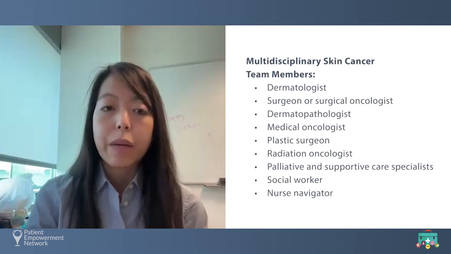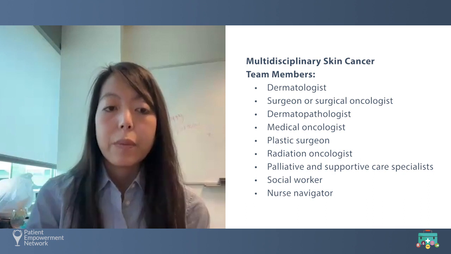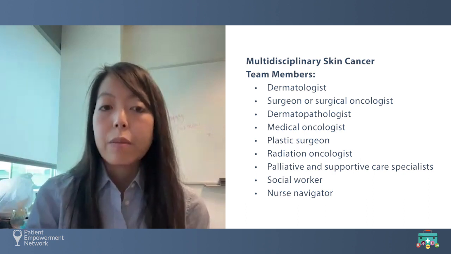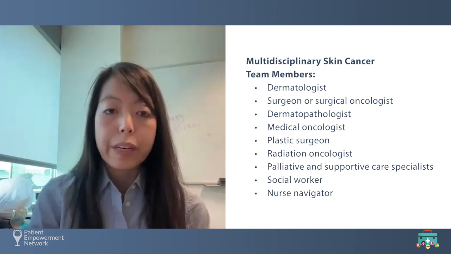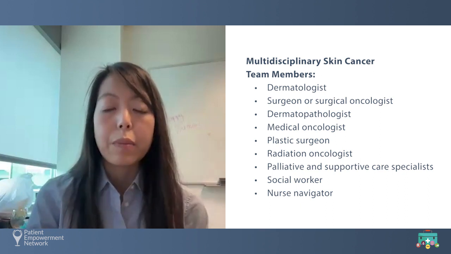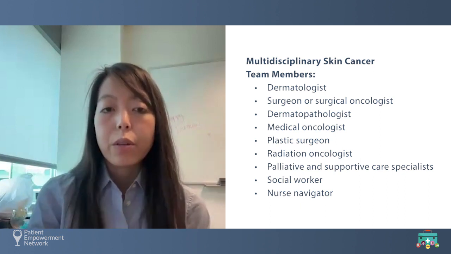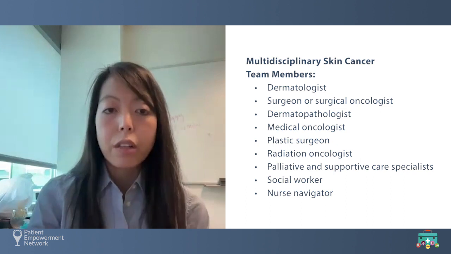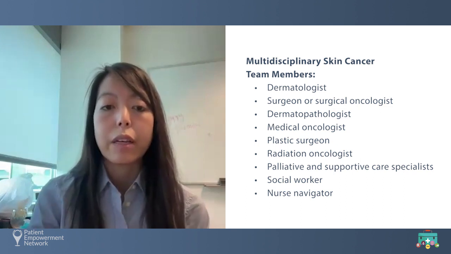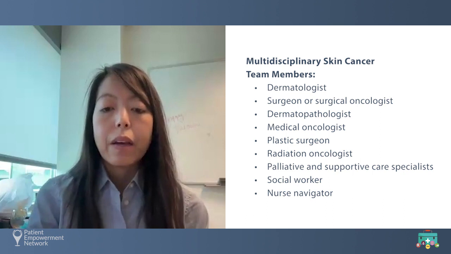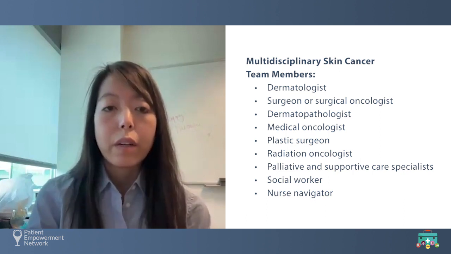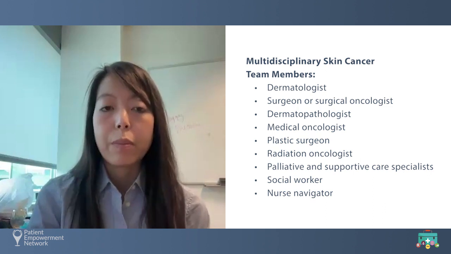That typically consists of a medical oncologist like myself, typically a head and neck surgeon, and sometimes a plastic surgeon as well, depending on what we come up with as a treatment plan. It also often involves a radiation oncologist, so that's a special type of doctor that gives radiation treatment. And we always want to keep the dermatologist involved as well, because most of these patients do have a primary dermatologist that's been really involved in their care.